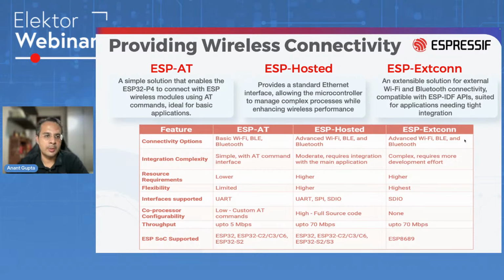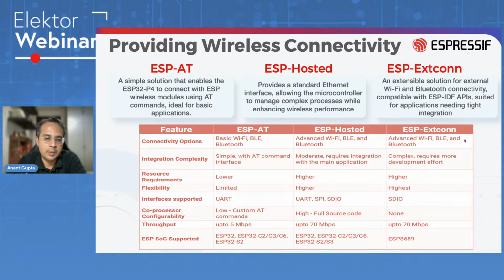ESP-AT is a simple solution that enables ESP32-P4 to connect with any ESP wireless module using AT commands. It's for very basic applications which require lower resources as well as limited throughput. But it supports all of the primary ESP SoCs. It uses a UART interface.